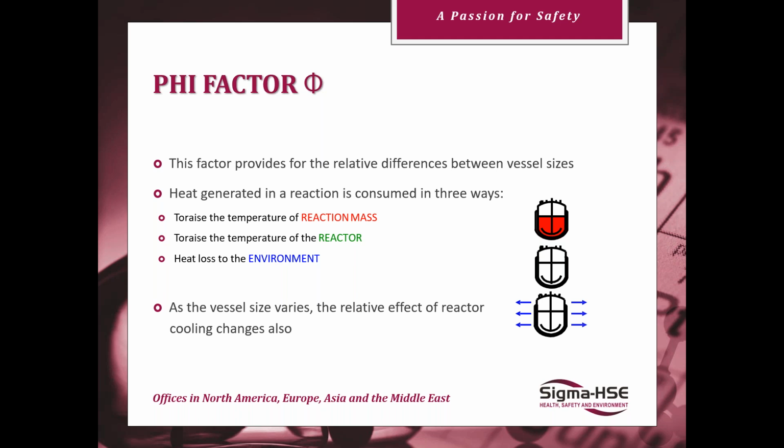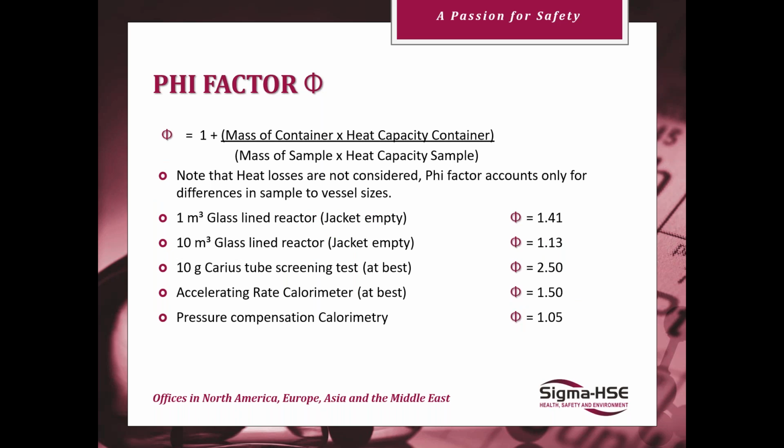As the vessel size varies, the relative effect of reactor cooling changes also. So you can imagine as your vessel increases, you have much more reaction mass relative to the reactor and the environment, going back to that surface area ratio again. So our phi-factor is literally just a ratio of the relative mass of the sample, which is within the vessel under study. So note that heat losses are not considered. Phi-factor accounts only for differences in sample to vessel sizes.